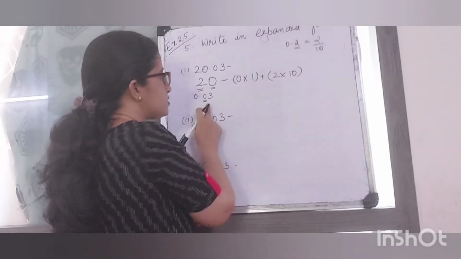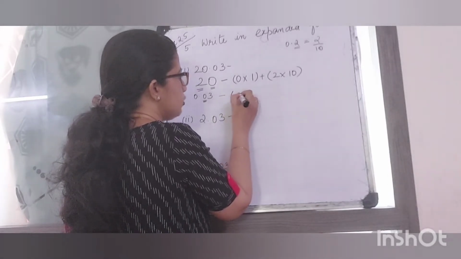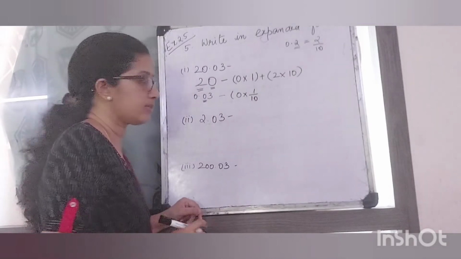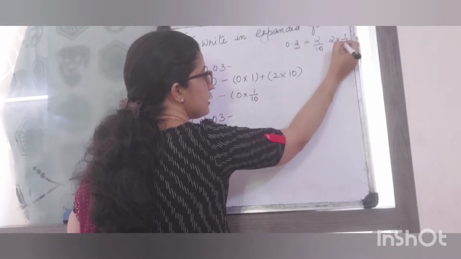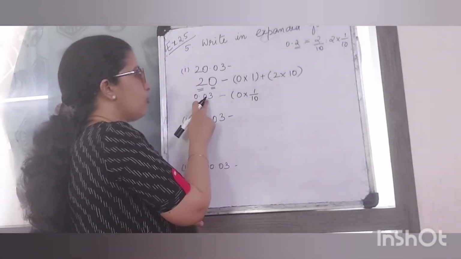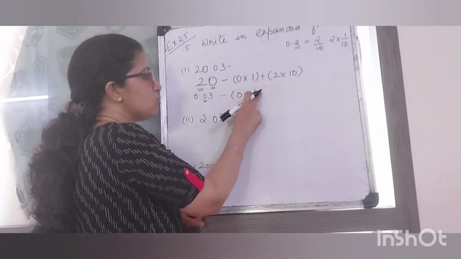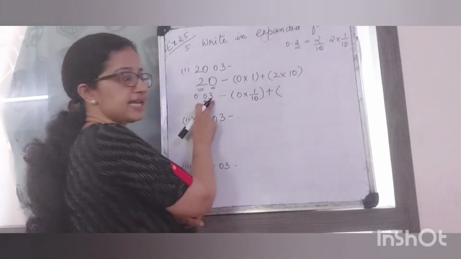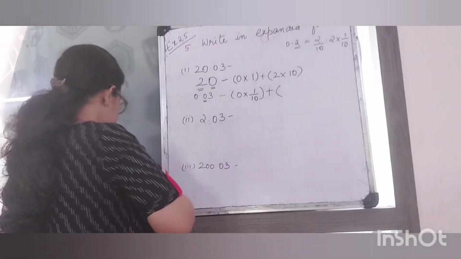The first digit here is 0, instead of 2. So how do we write this? It is 0 into 1 by 10. Here 2 into 1 by 10 we got as 0.2, right? Similarly, here it is 0.0. The first digit is 0, so we have to write 0 into 1 by 10. Plus, what is the second digit here? The second digit is 3. For that, let's take another example.